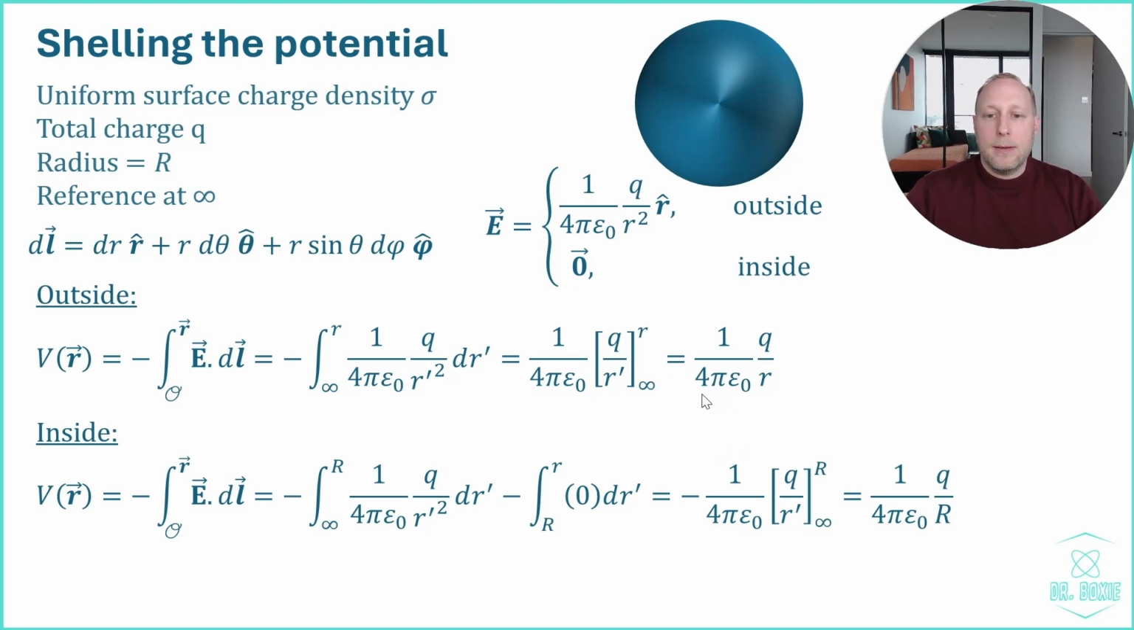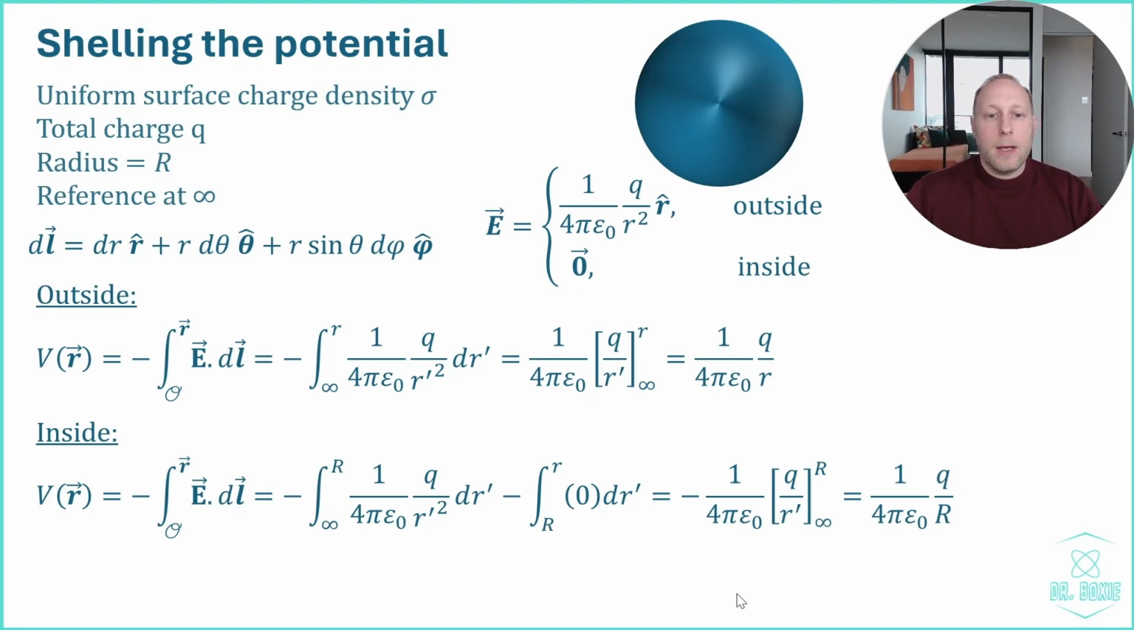But notice now, this is a constant. This does not depend on where we are within the shell. And so what we find is that as we move away from the spherical shell, as long as we're outside of it, the potential decreases with the distance, but once we are inside it, it does not decrease anymore.